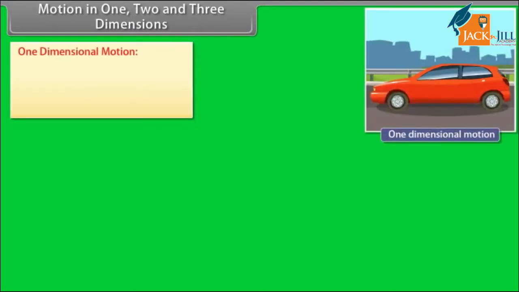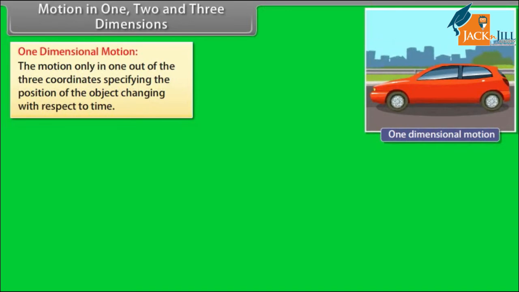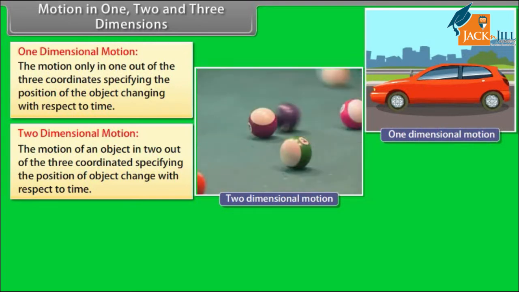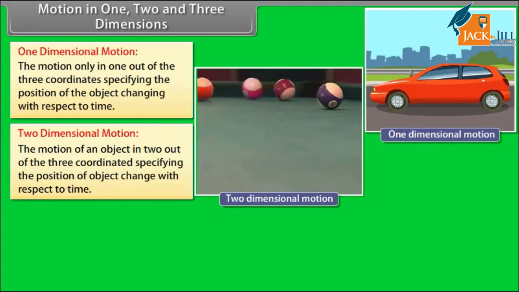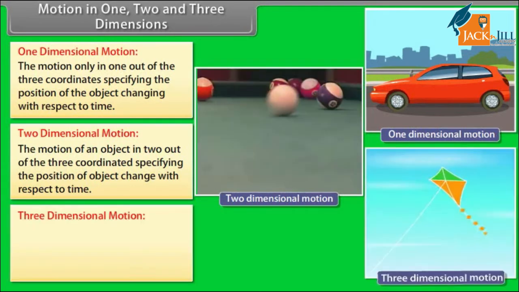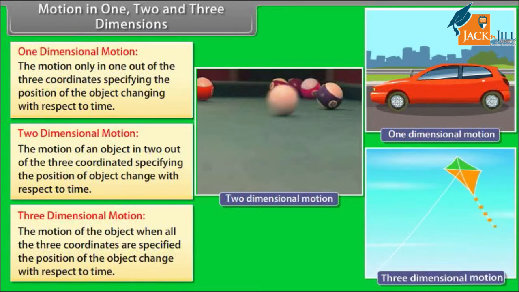Motion in 1, 2, and 3 dimensions. One-dimensional motion. The motion in which only one out of three coordinates specifying the position of the object changes with respect to time. Example, a car traveling in a straight line. Two-dimensional motion. The motion of an object in which 2 out of 3 coordinates specifying the position of the object change with respect to time. Example, a billiard ball moving over a billiard table. Three-dimensional motion. The motion of the object when all 3 coordinates specifying the position of the object change with respect to time. Example, a kite flying on a windy day.